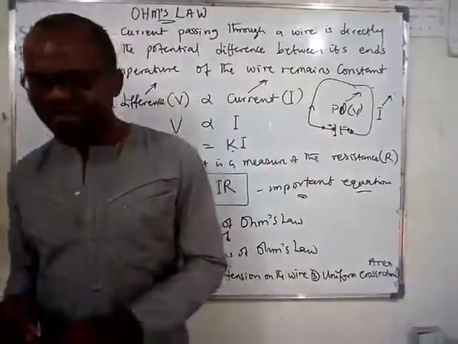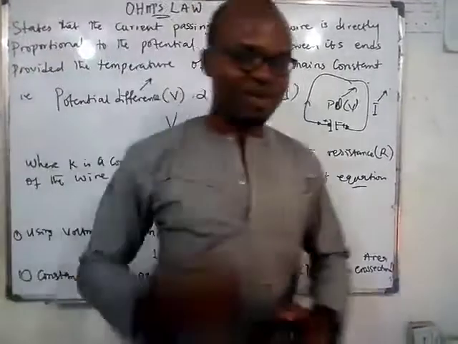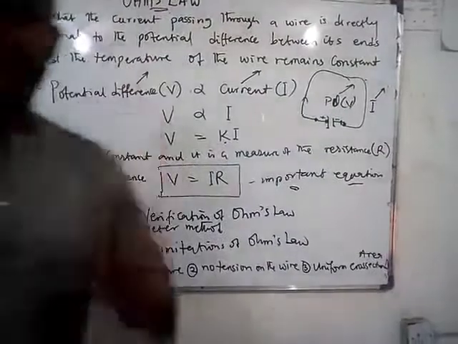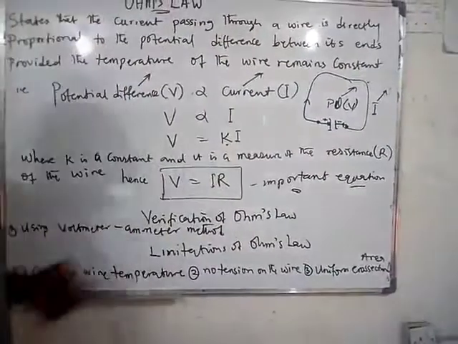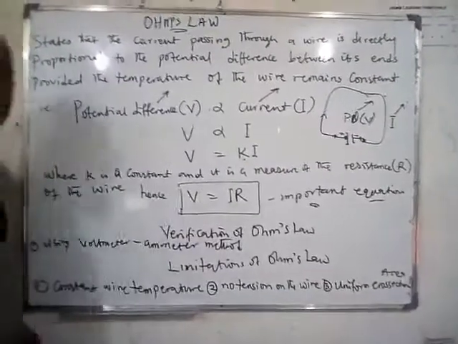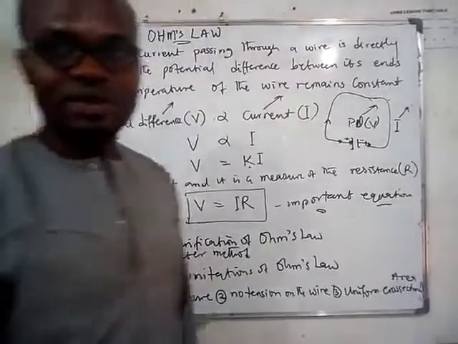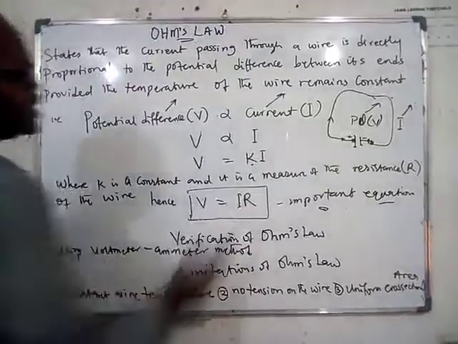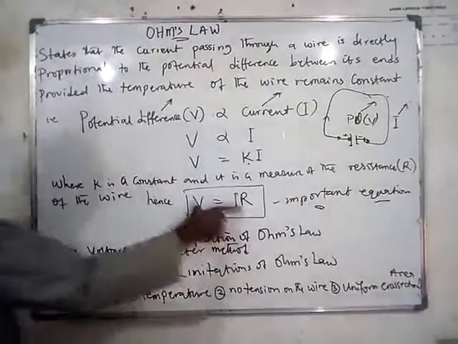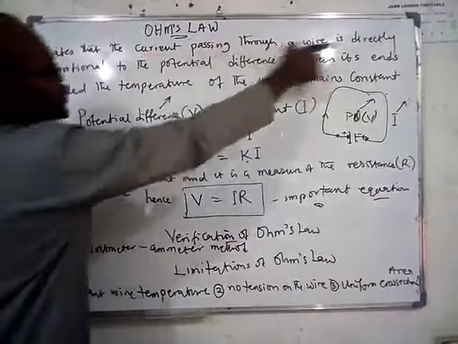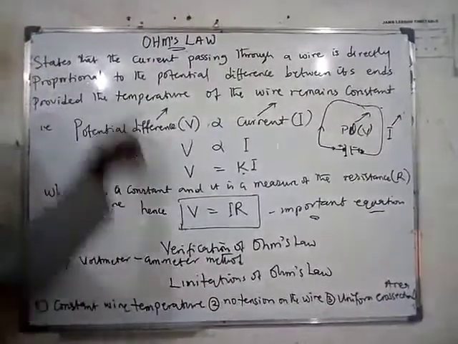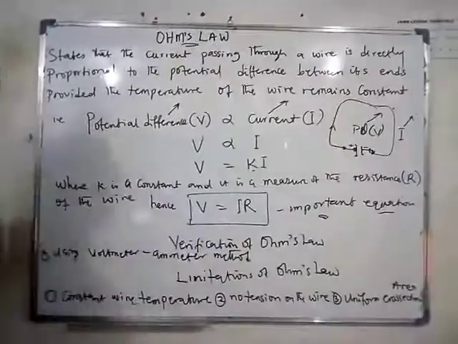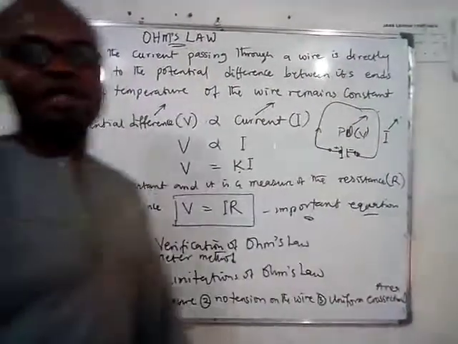So in subsequent classes, we are going to be doing calculations using V equal to IR. Did you see the way we arrived at V equal to IR? Can you see it? Yes. So it's very, very important. We are going to be using this equation. And this equation stems from the fact that the current passing through a wire is directly proportional to the potential difference between the ends, provided that the temperature remains constant.